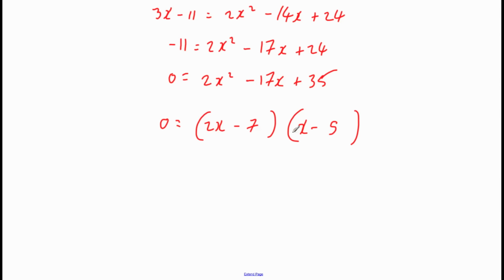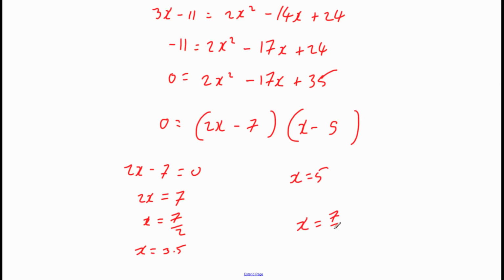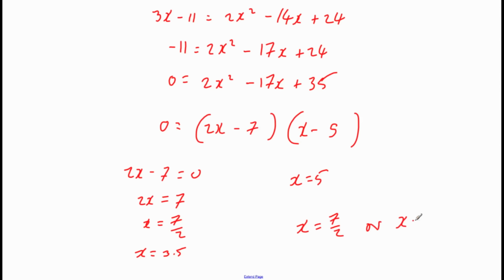Now let's solve it. So we know that whenever two brackets multiply together to give a 0, that they have to be 0. So that means that for our first bracket, we've got 2x minus 7 equals 0. So adding 7 to both sides, 2x equals 7, and dividing by 2, x equals 7 over 2. So x can be equal to 7 over 2 or 3.5 if you prefer decimals. And then our right hand bracket, we know then that x equals 5. So our two answers are x equals 7 over 2 or x equals 5, and that's it. So there are two solutions.